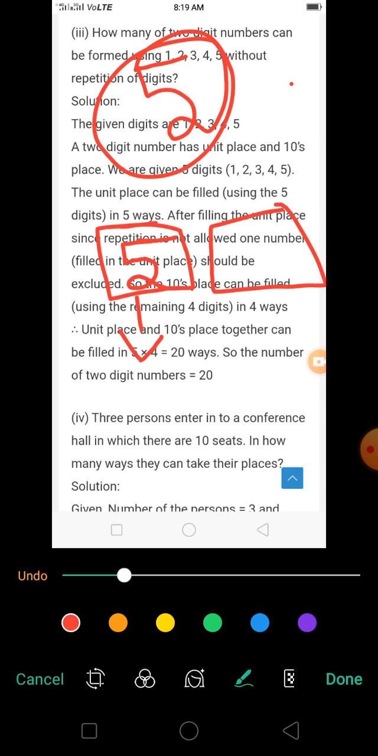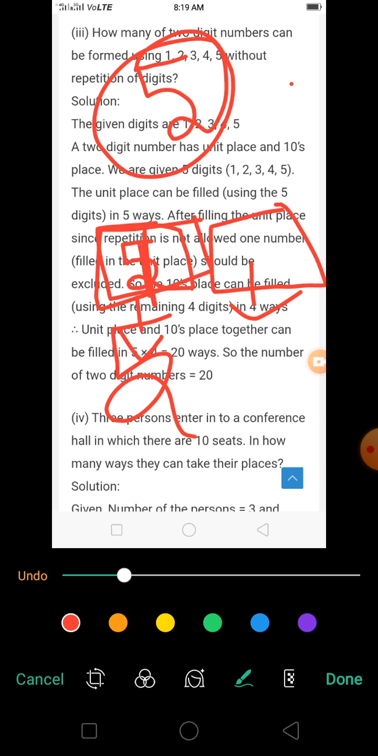If I put 5 here, what are the possible ways to fill the second box? I already put 5, so the remaining numbers are 1, 2, 3, 4 only. So here 4 ways are possible. Suppose if I put 1 in the first box, then 2, 3, 4, 5 only are possible for the second box. Therefore the first box can be filled in 5 different ways.